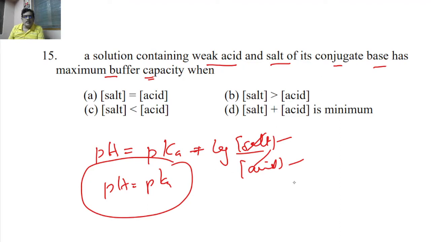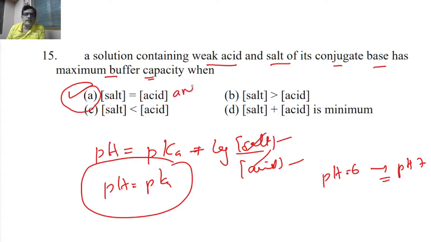So buffer capacity is the amount of acid and base that you have to add to change the pH of the given buffer by 1 unit. That means if there is a pH of 6, to make it, say, a pH of 7, how much of the base you are going to add. So that is called buffer capacity. So maximum buffer capacity is observed if the salt concentration is equal to the acid concentration. So that will be the answer.